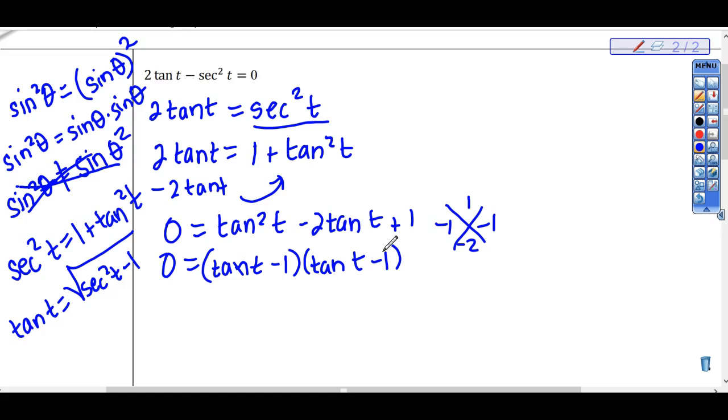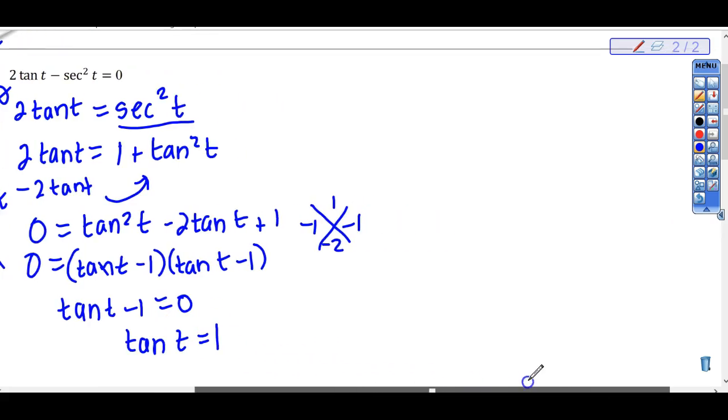So I think there's only 1 zero here. I don't have to write this twice. Tangent of t minus 1 equals 0. One solution, tangent of t equals 1. So that's step 1 of solving a trig equation: isolate the trig expression, trig expression on the left, number on the right. We've done that. Now we need to figure out when is that true.